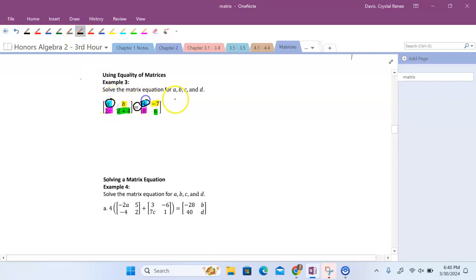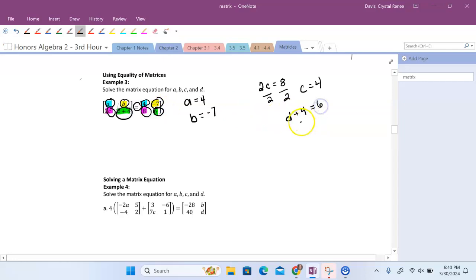So A has to equal 4. B has to equal -7. And then 2C has to equal 8, so we're going to set up an equation, and that's obviously C is going to be 4. And then D plus 4 has to equal 6. So subtract 4 from both sides, and you get D then has to be 2. So here are your answers.